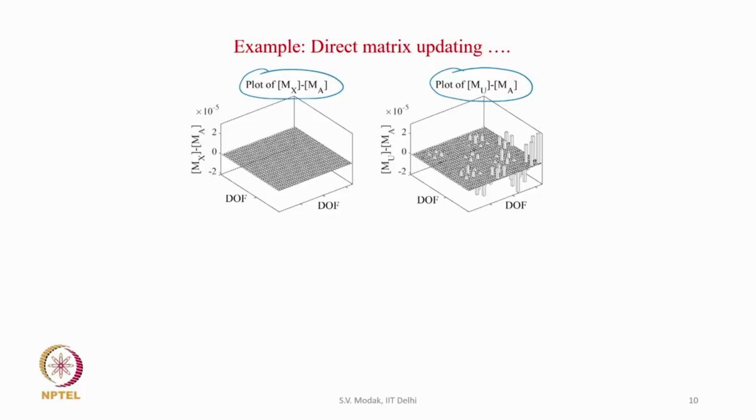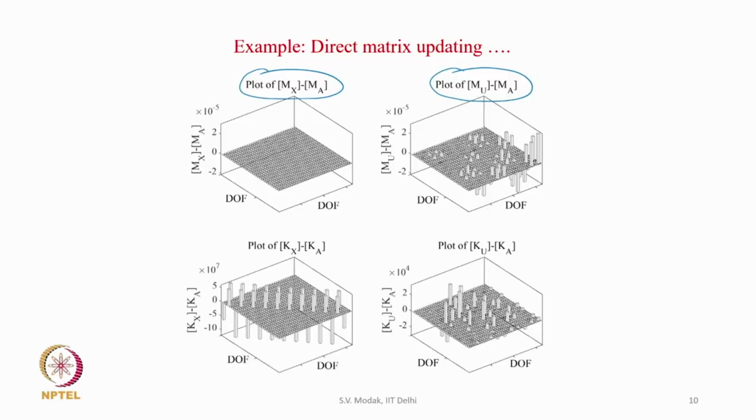Let us also do a similar comparison for the stiffness matrix. On the left hand side we have the plot of Kx minus Ka, which shows the difference between the actual stiffness matrix, or the experimental model stiffness matrix, and the initial FE model stiffness matrix. So, this plot shows where the error in the stiffness matrix actually existed. We see that error exists in entries along the diagonal.